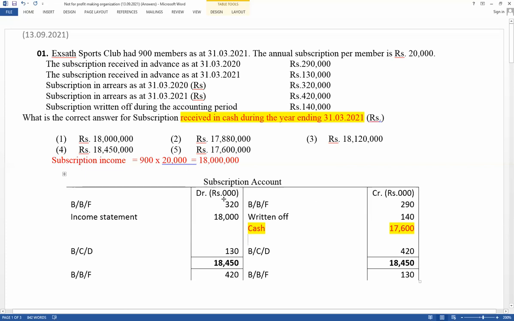Opening balance debit side available, that is subscription in arrears. And credit side available opening balance, subscription received in advance. Opening assets and liability should be included under the accumulated fund calculation. You have to prepare a separate statement for that.